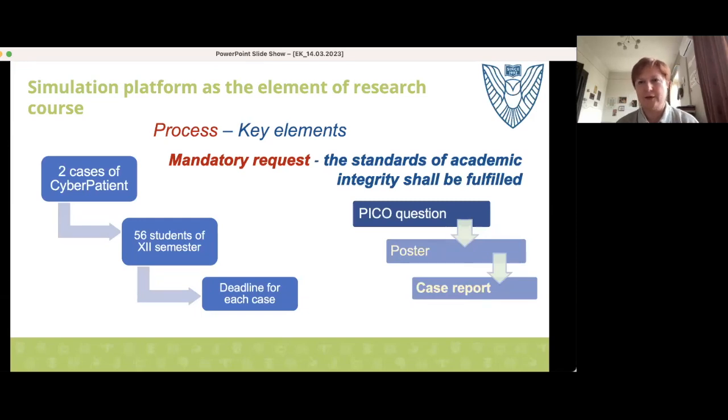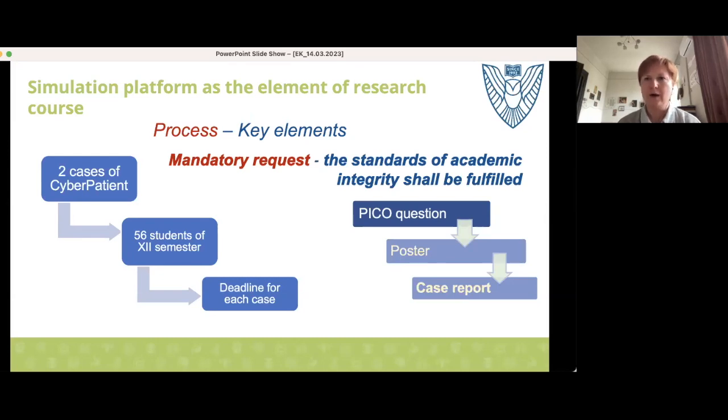In consideration of the CyberPatient, our approach was that 12th semester students, who are absolutely skeptical toward the research line and the formulation of a case report in the style requested by scientific journals, were given an assignment. Together with my colleagues, we decided which two CyberPatient cases would be interesting for the students.